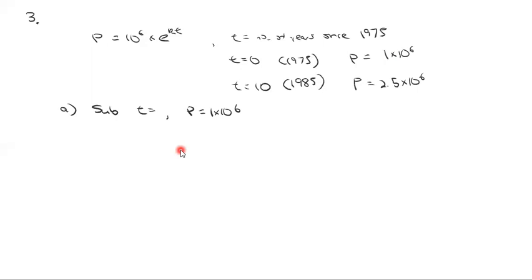What we will need is the other one. So you sub t equals 0 to find p0, that constant. There's two constants usually, but they've given you one of them already. So for our constant k here, we want to sub t equals 10 and p equals 2.5 times 10 to the 6. So that means you'll get 2.5 times 10 to the 6 equals 10 to the 6 times e to the kt.